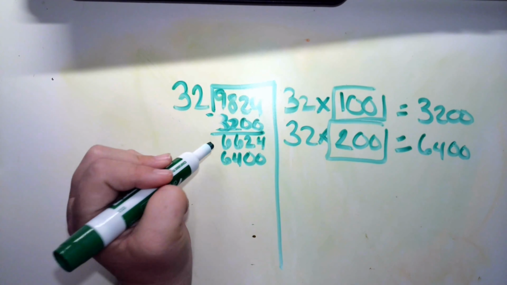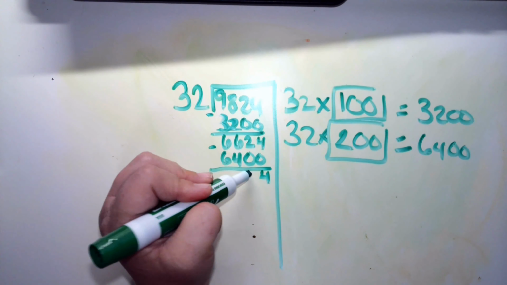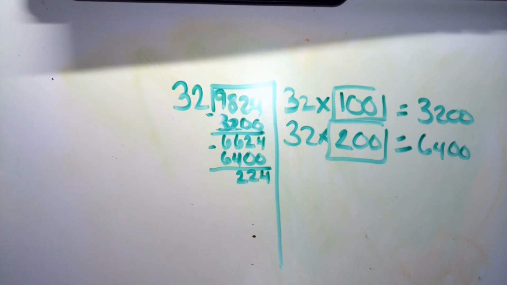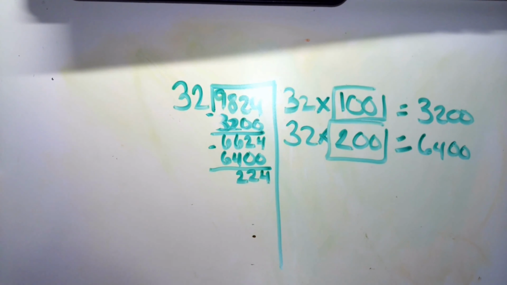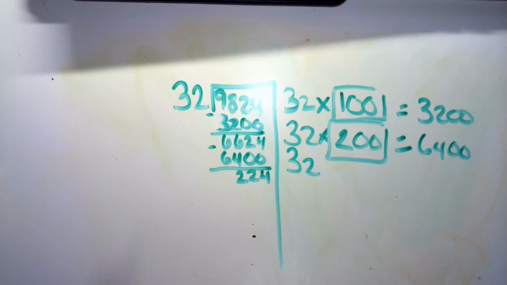Okay? I'm going to subtract. 4 minus 0 is 4. 2 minus 0, 2. 6 minus 4 is 2. And so now I went from 9,824 all the way down to 224 by just multiplying by 100 and by 200. Okay? So now I'm going to figure out what I want to multiply by now.